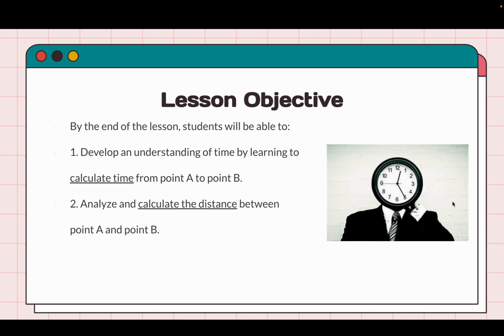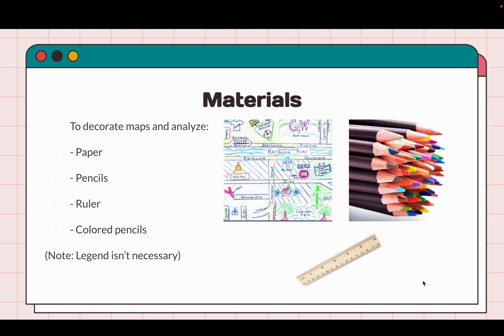So this is our lesson objective. By the end of the lesson, students will be able to 1, develop an understanding of time by learning to calculate time from point A to point B, and 2, analyze and calculate the distance between point A and point B. So the materials they'll need to decorate the maps and analyze will be paper, pencils, ruler, and color pencils. And note that a legend isn't necessary.